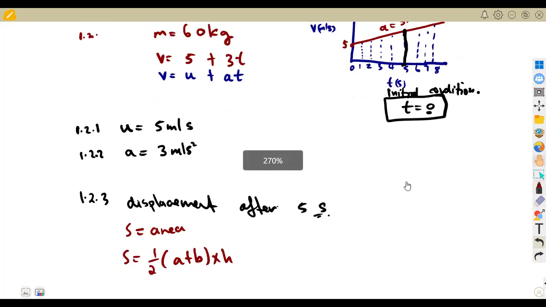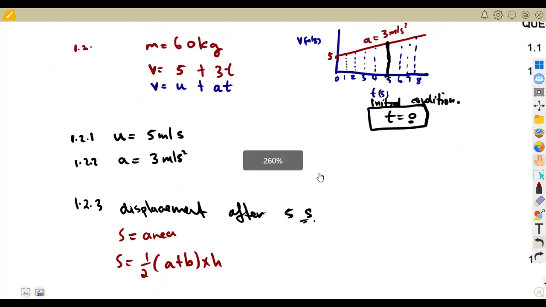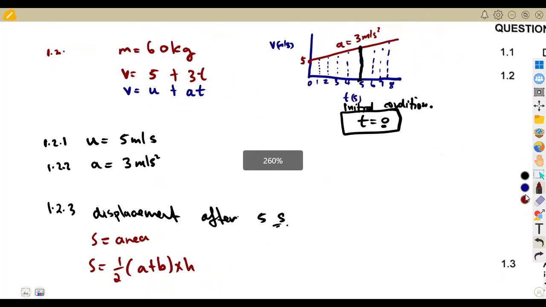Meaning to say here, we have the sides that are parallel, which is we are referring to the 5 here, and this side of the other velocity that we do not know. So we've got this side and this side. So that's why I said we need to calculate the velocity that is going to correspond at 5 seconds. After 5 seconds, what is the velocity there?